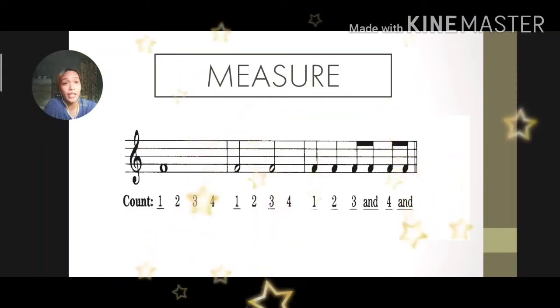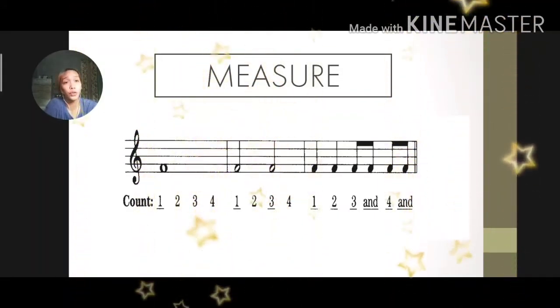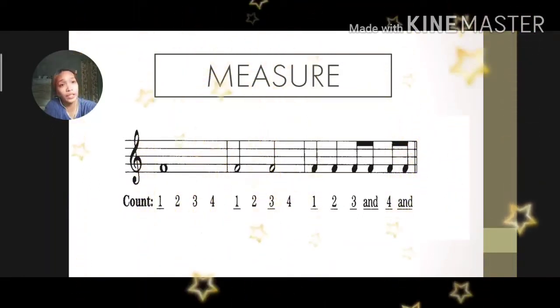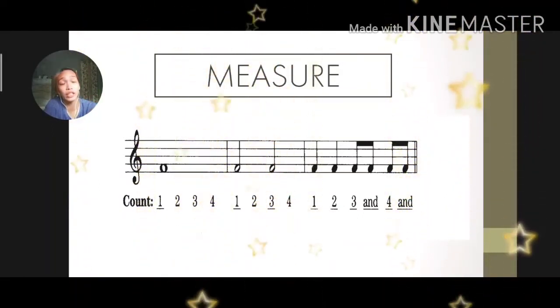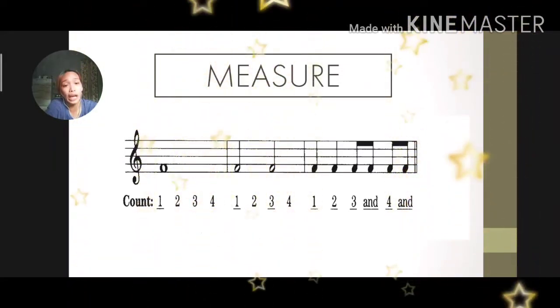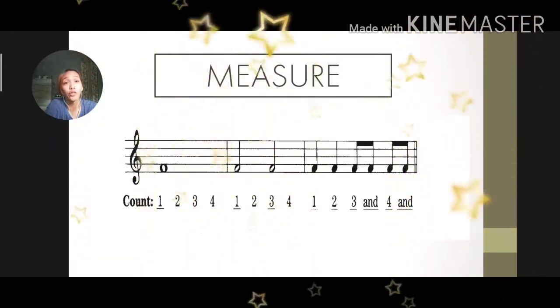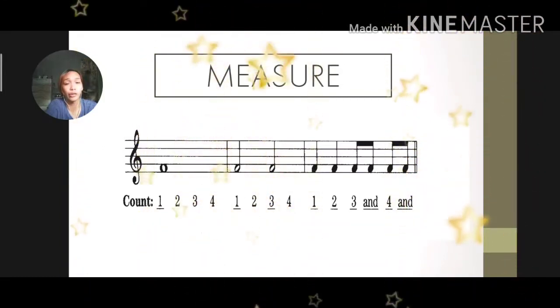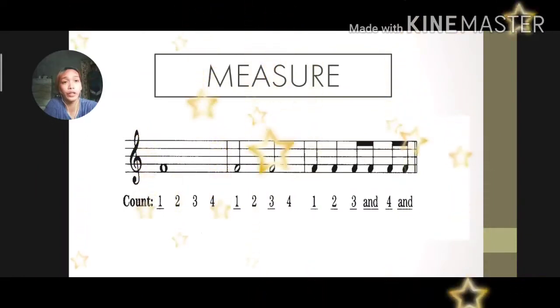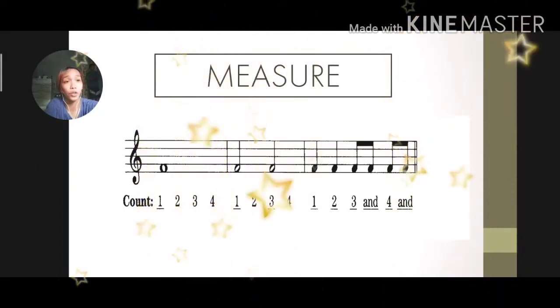Now, let us proceed to measure. As you can see on the illustration, we have here the staff, which consists of 5 lines and the different notes. The measure in this illustration is 4/4. The measure is 4/4 because every group or every pattern has 4 beats. So that is the measure.